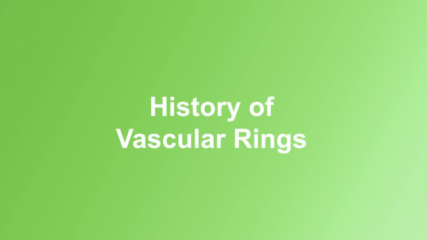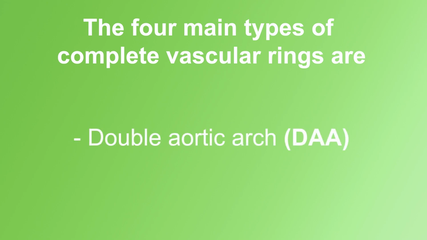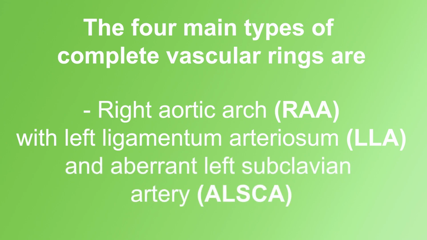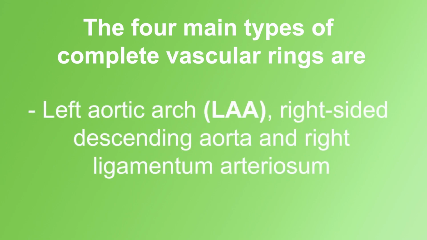First, let's start off with some history of vascular rings. Overall, there are 4 types of vascular rings. One is a double aortic arch. The second is a right aortic arch with a left ligamentum arteriosum and an aberrant left subclavian artery. The third is a right aortic arch with a left ligamentum arteriosum. And the fourth is a left aortic arch with a right-sided descending aorta and a right ligamentum arteriosum.